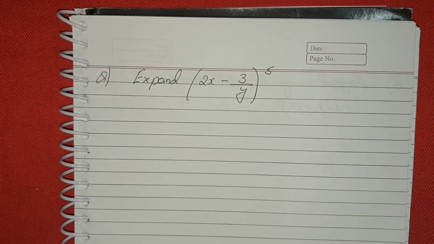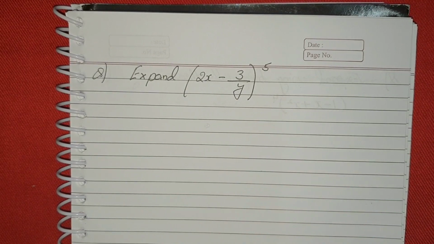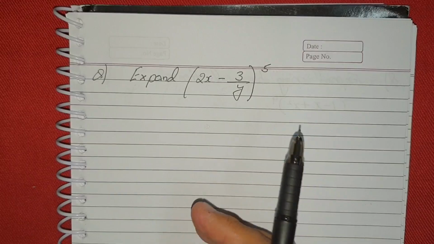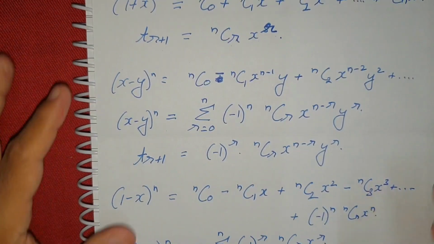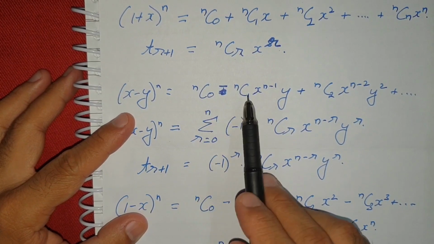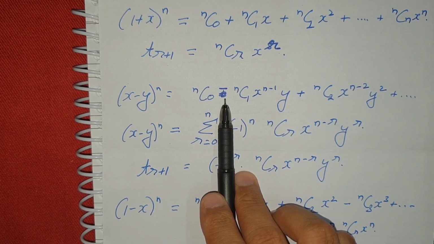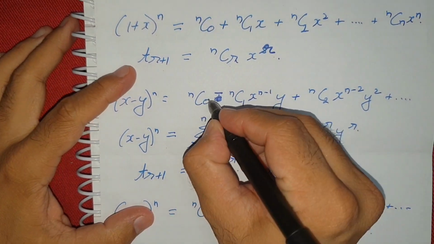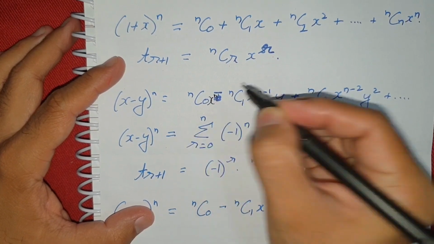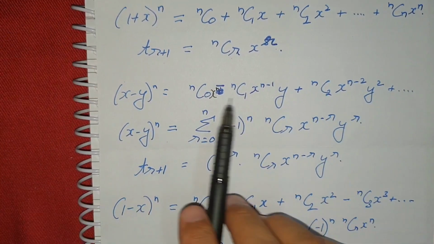So now our first example is: expand (2x - 3/y) to the power 5 by using the binomial theorem. Now you can see minus, so again looking at the formula. Now this is the formula: (x - y) to the power n is, sorry, this is nC0 x to the power n, I am really sorry for this, and this is nC1 x to the power (n-1) y and so on.